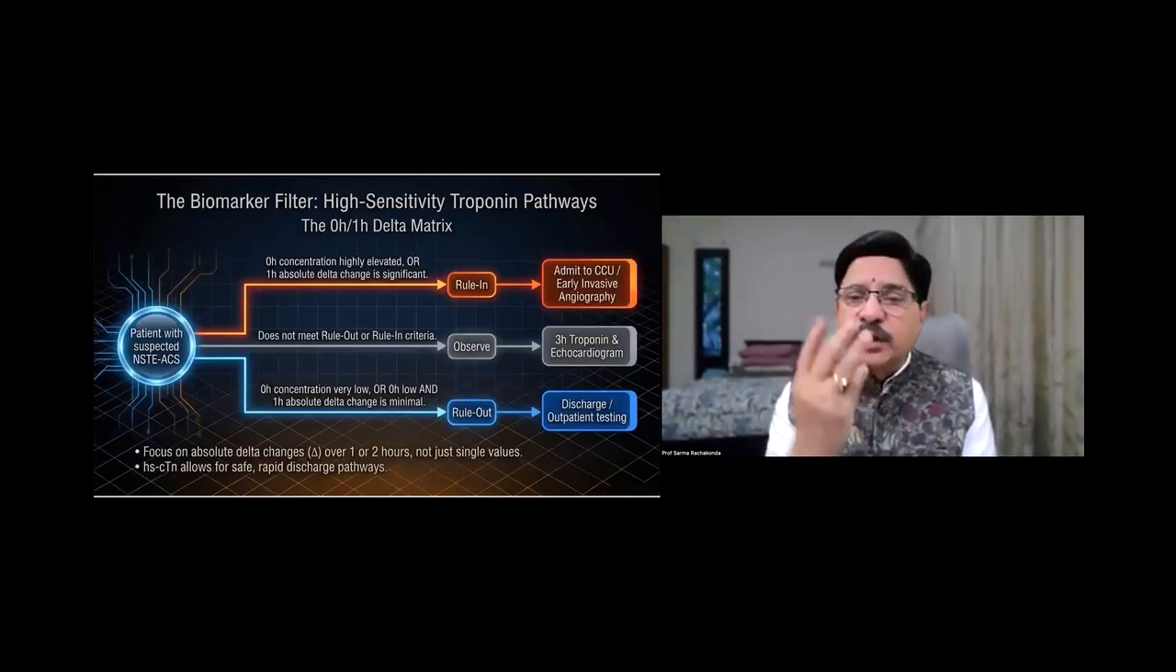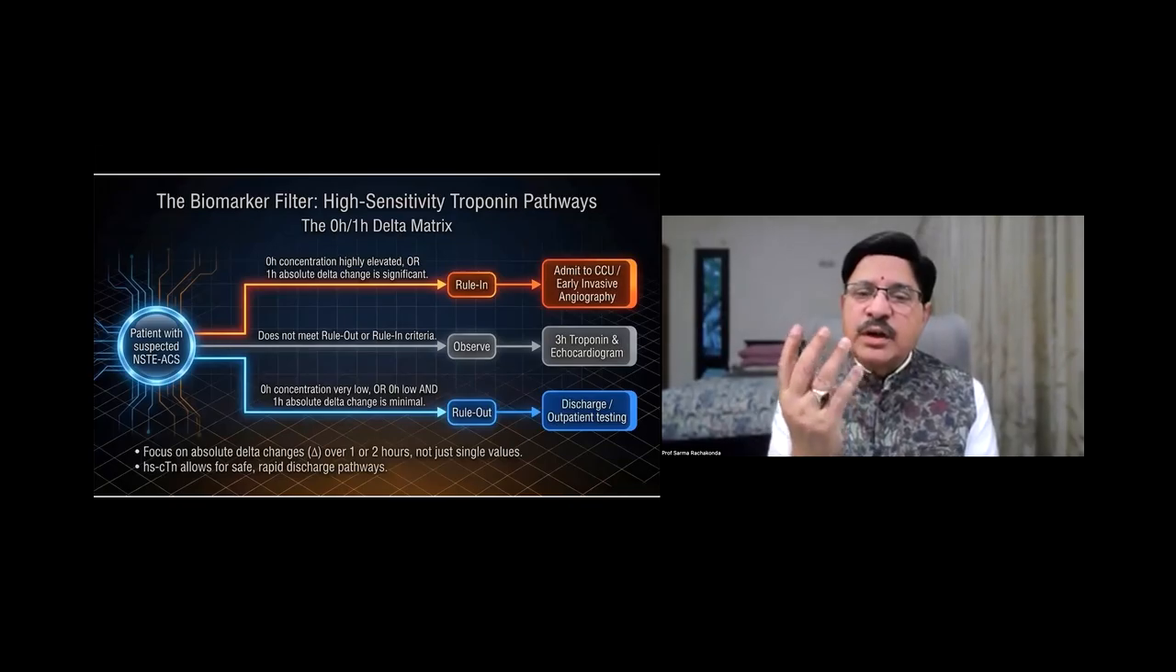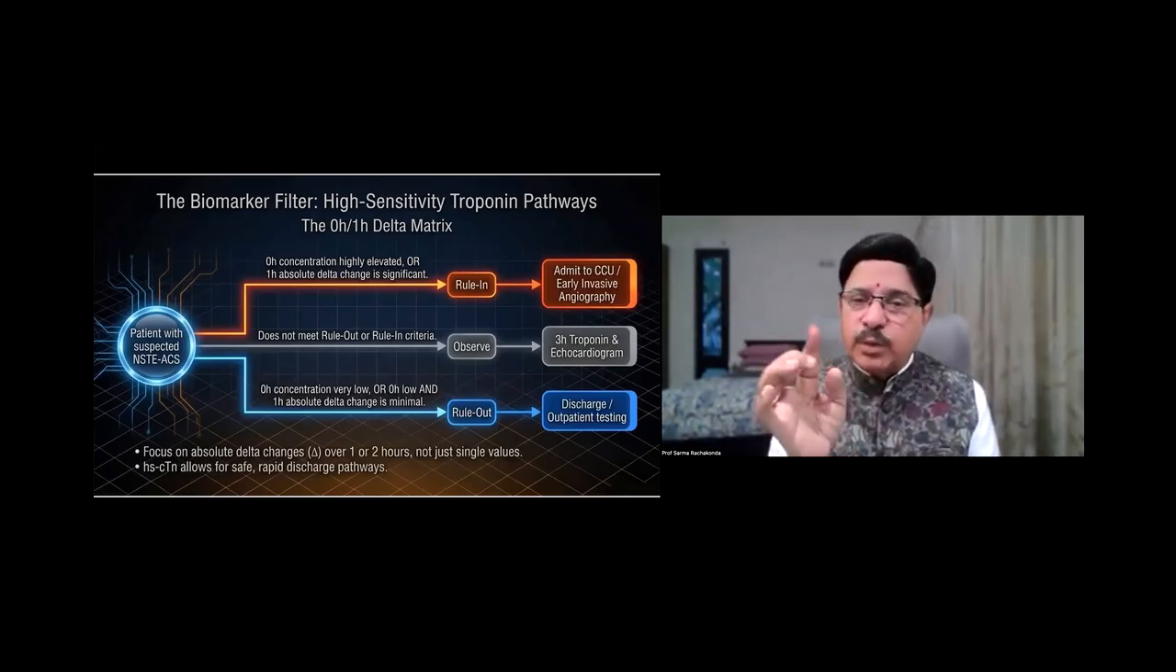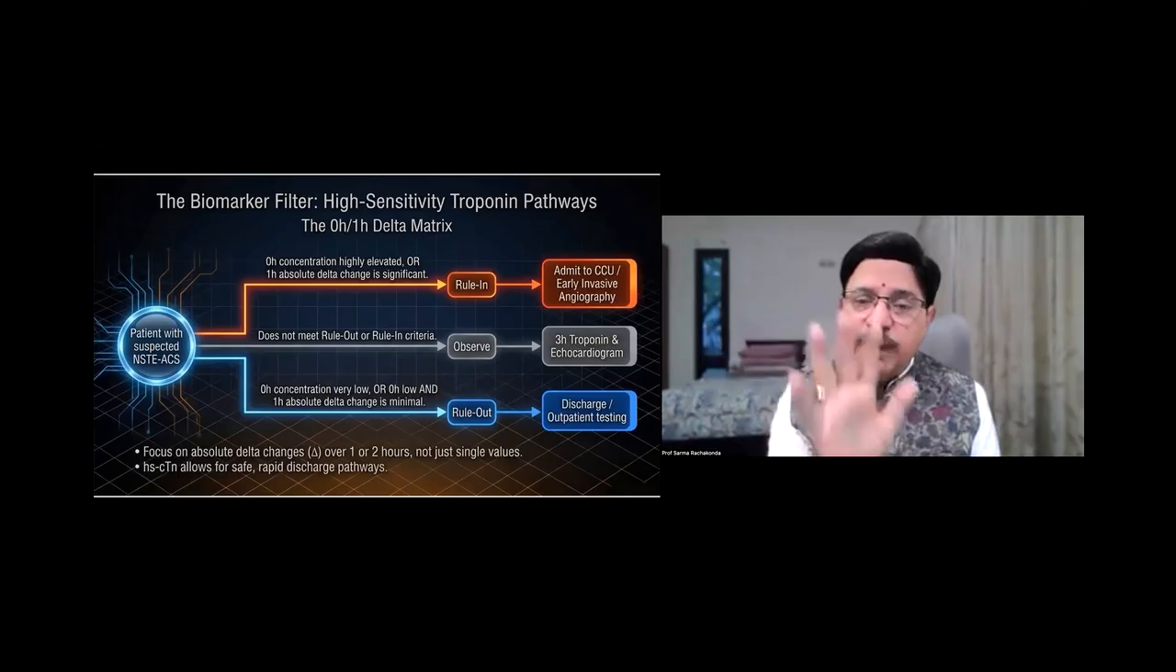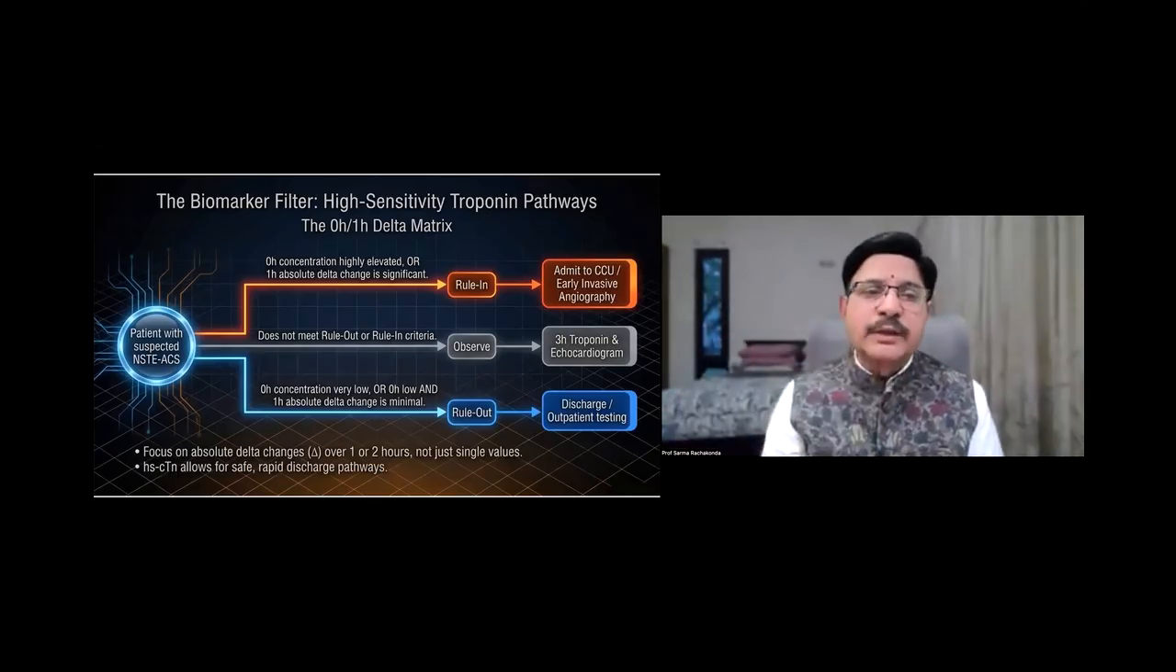So I told you 3 high stake situations: Wellens syndrome, De Winter syndrome, and new onset bundle branch block. In the absence of Q waves and in the absence of ST segment elevation, these should not be concluded as normal. They should not be discharged. They must go towards the cath lab.